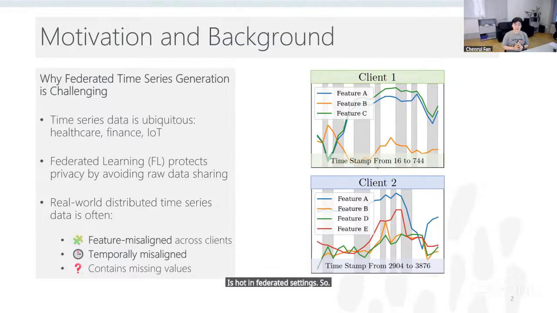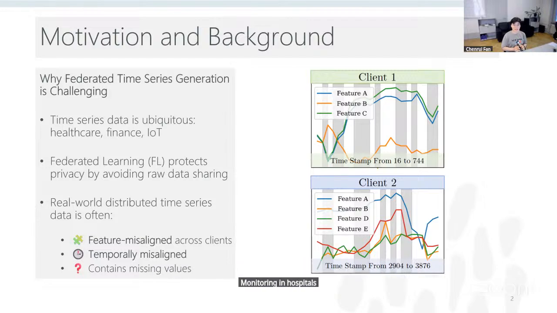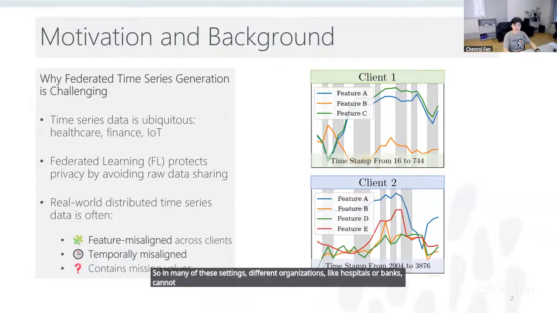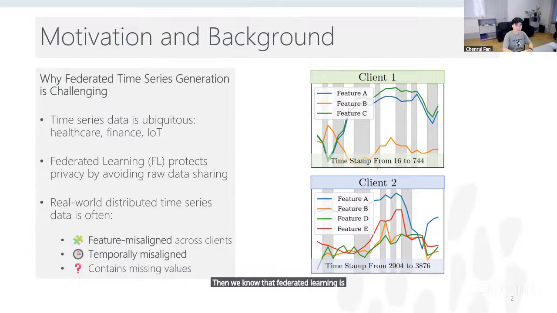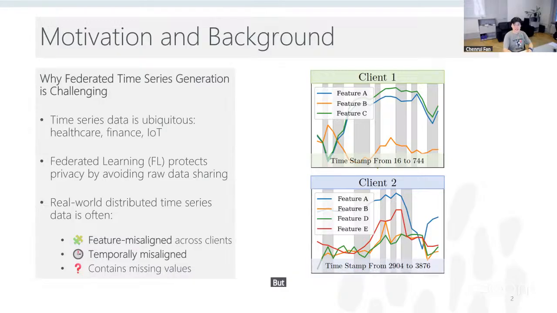Time series data is fundamental to many real-world applications, such as patient monitoring in hospitals, financial trend analysis, and industrial IoT systems. In many of these settings, different organizations like hospitals or banks cannot share raw data due to privacy laws or competitive concerns. Federated learning is a promising solution because it allows us to collaboratively train models without centralizing data. However, in practice, federated time series data is rarely clean.